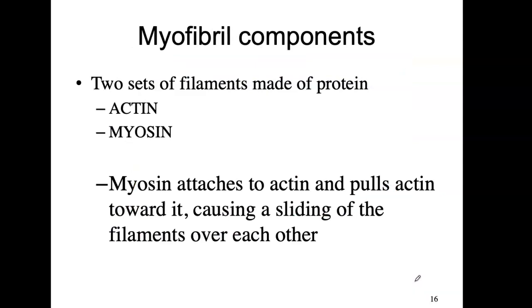So let's go back to actin and myosin and see the mechanism for this to happen. Myosin attaches to the actin and pulls the actin toward it, causing the sliding of the filaments over each other. So it's the action of the myosin that has the capability of reaching up to the actin and pulling it. Let's look how.